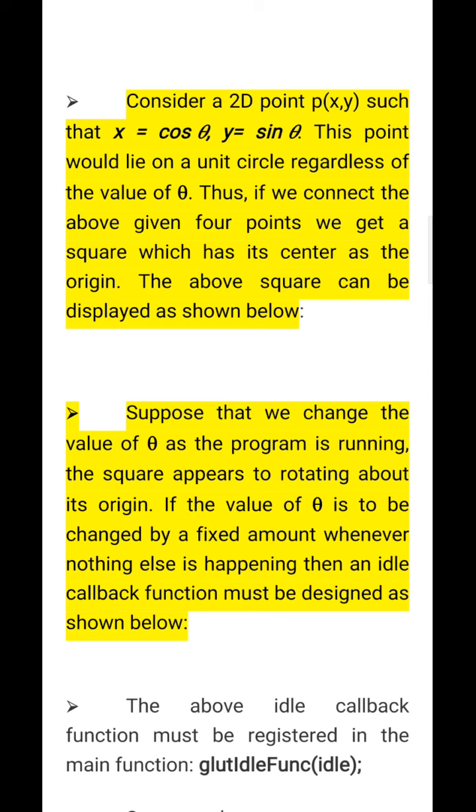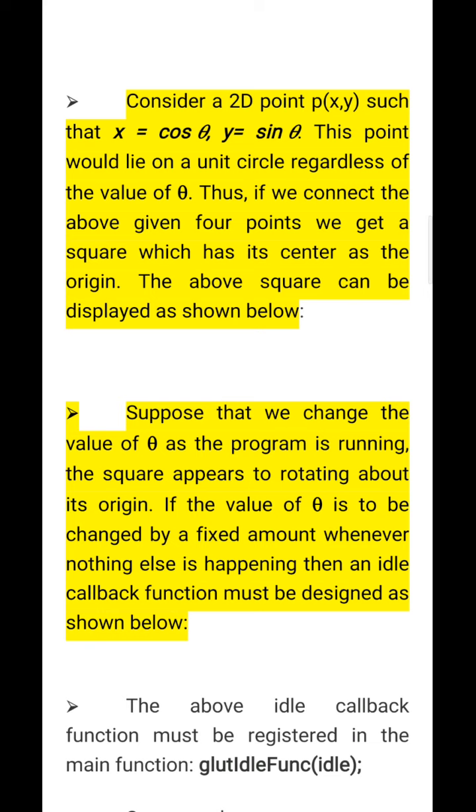If the value of theta is to be changed by a fixed amount whenever nothing else is happening, then you have to make a call for the idle function. It is exactly the same. Please recall, it is exactly the same as our spin cube program. In spin cube, what are we doing? We are making a call for the glut idle function of spin cube. Please recall lab program experiment number 3.